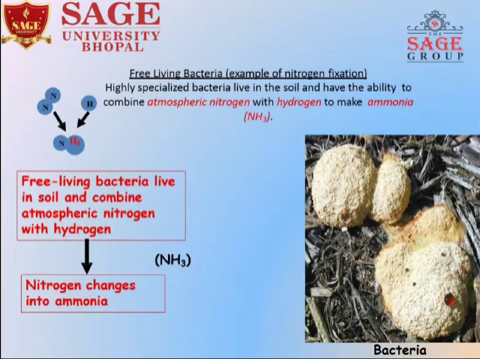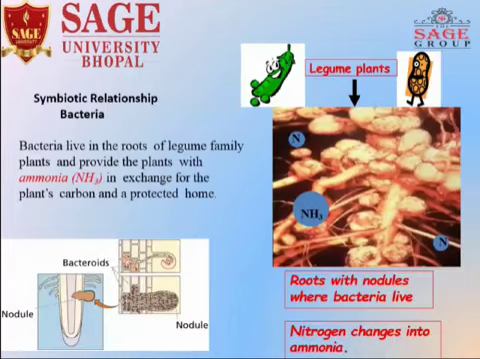Free-living bacteria are an example of nitrogen fixation. Highly specialized bacteria live in the soil and have the ability to combine atmospheric nitrogen with hydrogen to make ammonia NH3. Then there is the symbiotic relationship: these bacteria live in the roots of legume family plants and provide the plants with ammonia NH3 in exchange for plant carbon and a protected home.